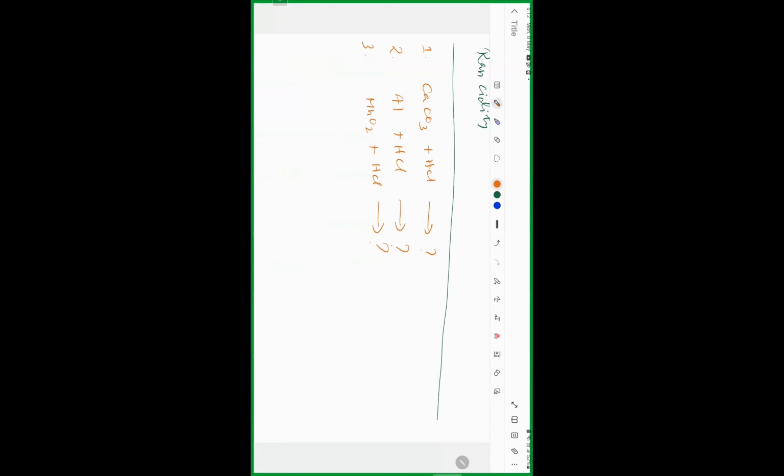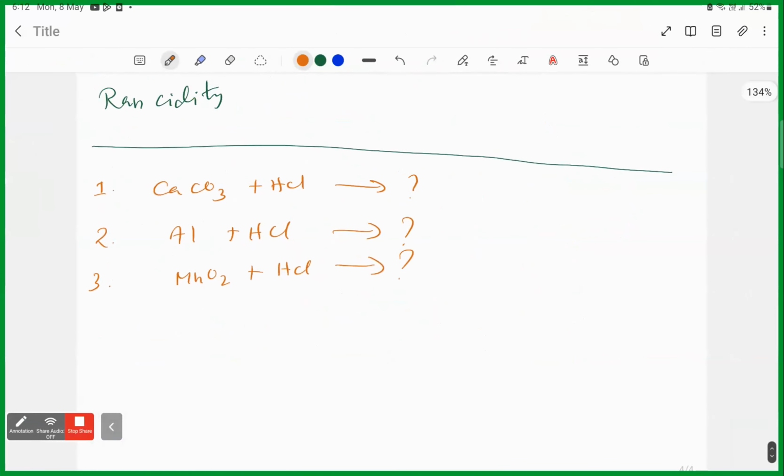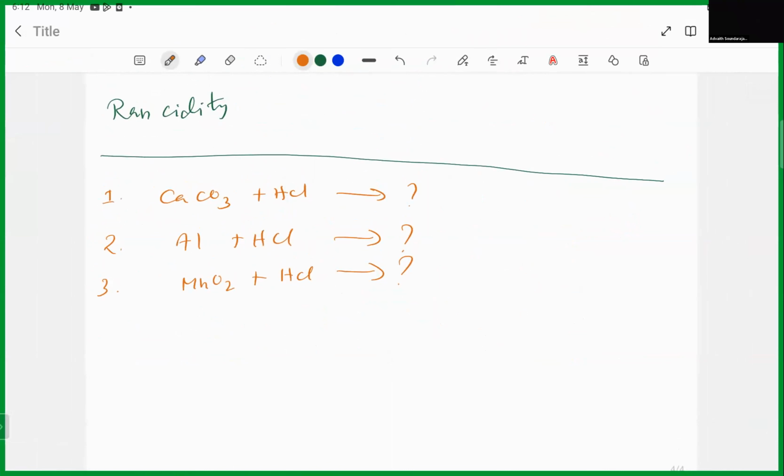Next one. Can you see it? Are you noting it down? Yes. Next one. Identify the types of reaction. Whether it is combination or decomposition, displacement, like that.